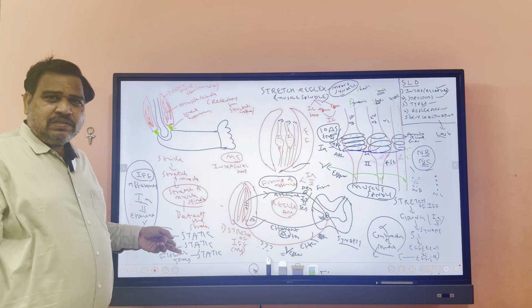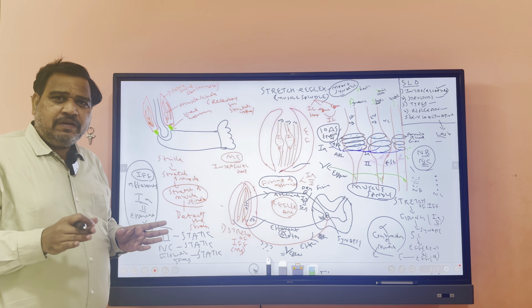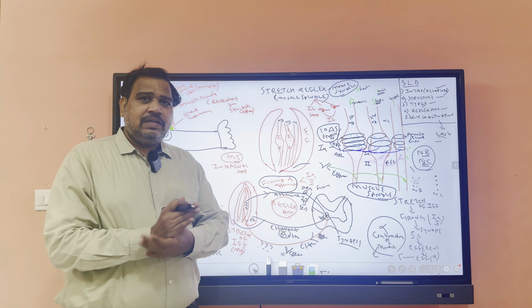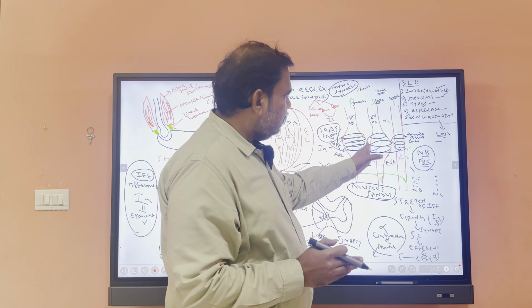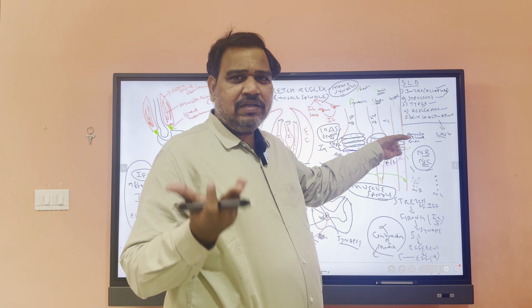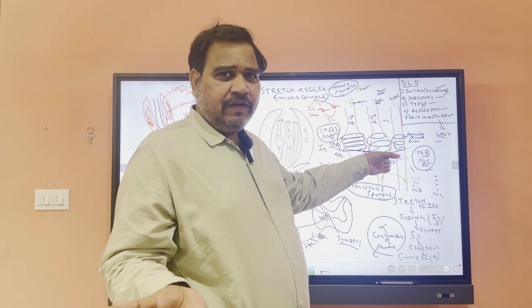So group 2 fibers only static, nuclear chain fibers only static, flower spray endings only static, and flower spray endings are coming to static nuclear bag and nuclear chain is obviously static. So flower spray endings are supplying the nuclear chain fiber also.